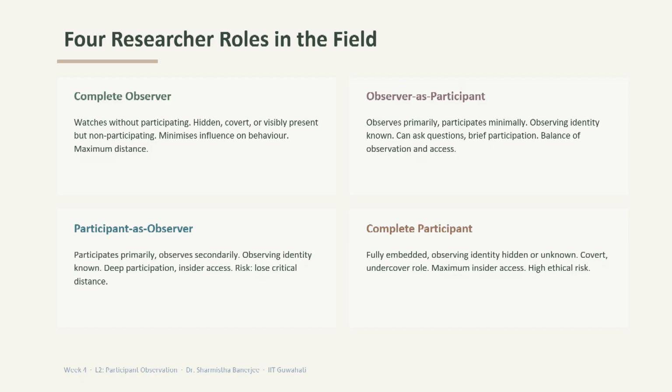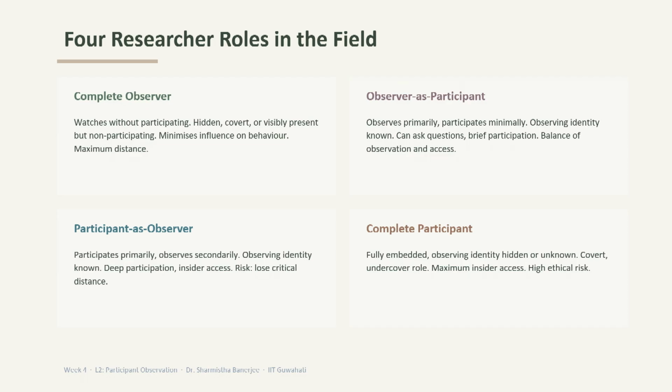Now there is another researcher role, which is the participant as observer. So here I participate primarily and observe secondarily. The observing identity is still known to the people, to the community. What is happening here is deep participation, insider access. The risk here, however, is that you lose the critical distance between your researcher role and your participant role.